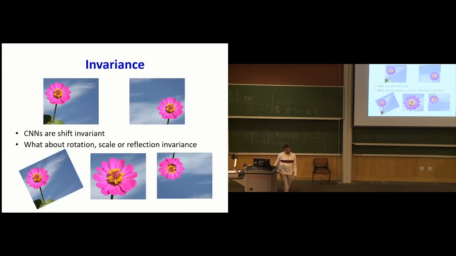There's another thing that one has to worry about. CNNs are shift invariant. We said we don't care whether the flower is in the top left or the bottom right. We want to find it. What about other kinds of invariances? Can I have rotation invariance? Can I have scaling invariance? Can I have reflection invariance? I don't care if it's an upside down flower or a proper flower, an upside up flower or an upside down flower. And how can you actually introduce this kind of invariance into this entire architecture?